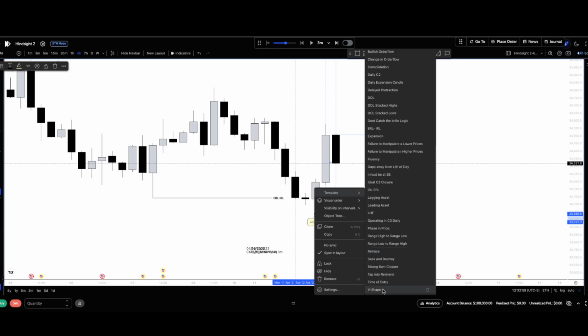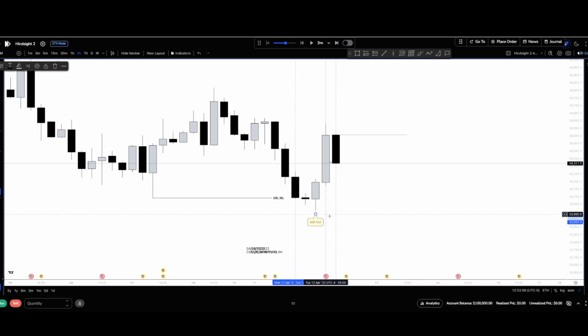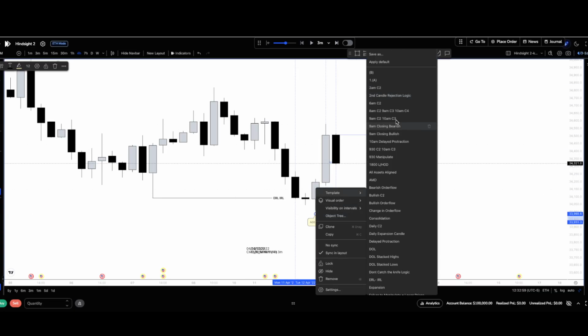What the fuck, dude? I have so many things here I don't even use anymore. Phases in price, operate. I'm going to delete a good chunk of these right now, actually. Two stages in crack, never going to use that.